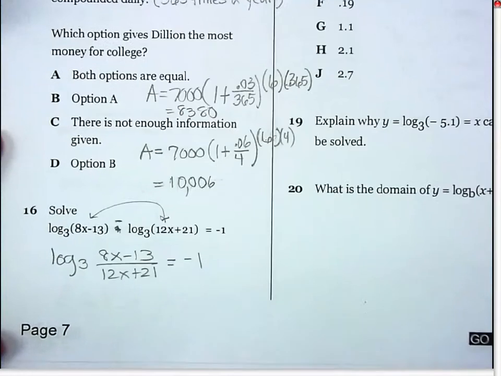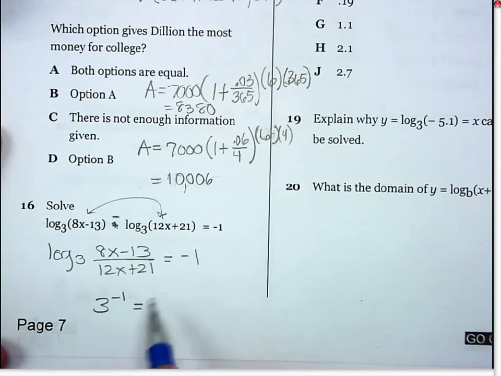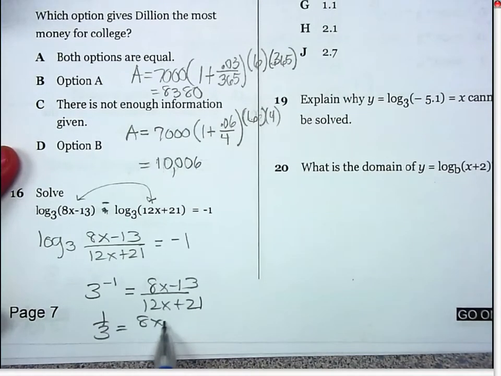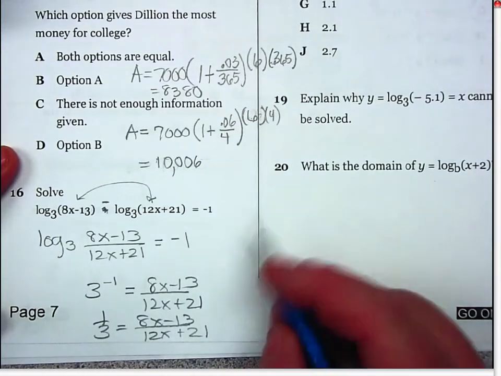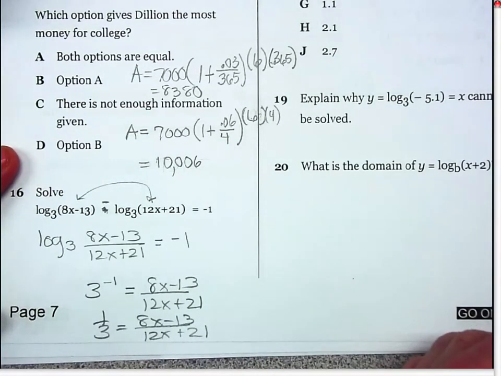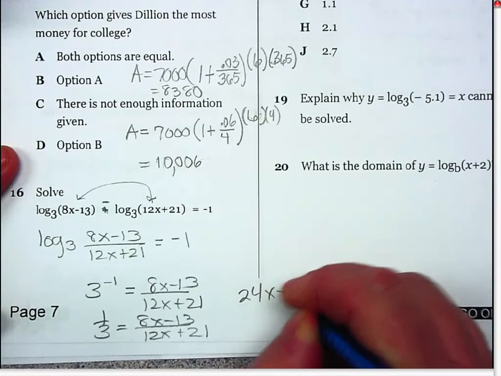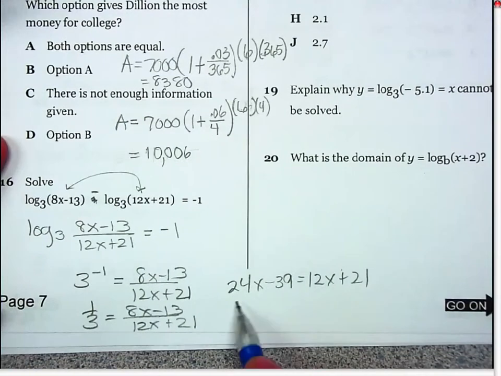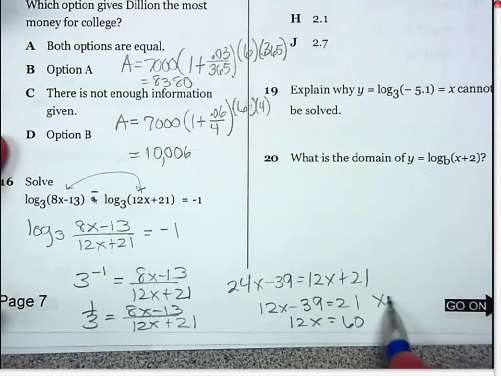Equals -1. Then 3 to the -1 equals 8x minus 13 over 12x plus 21. What is 3 to the negative 1? 1/3. 1/3 equals 8x minus 13 over 12x plus 21. Then cross multiply. 3 times would be 24x minus 39 equals 12x plus 21. Subtract 12x, get 12x minus 39 equals 21. Add 39. 60. x equals 5. Did y'all get 5?